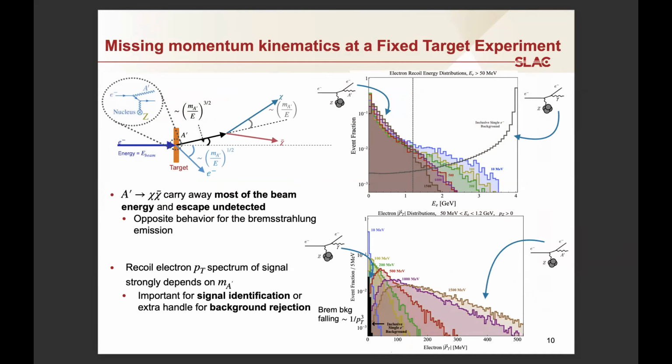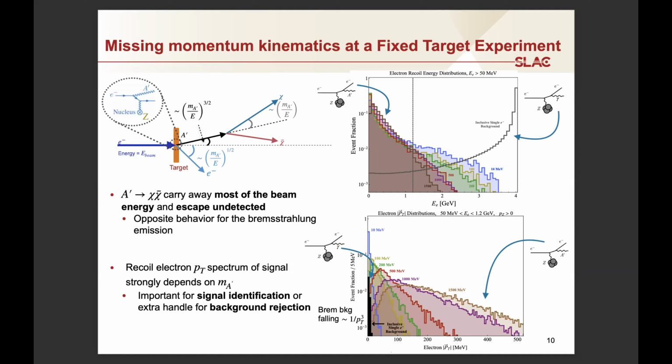Then this A prime decays into dark matter particles. From the target, you will have a recoil electron emitted at a certain angle that depends on the mass of the A prime, the dark photon. So it's very important to measure this recoil electron precisely, because this is linked to your signal, to the mass of your signal. The main background to this physics is clearly Bremsstrahlung.